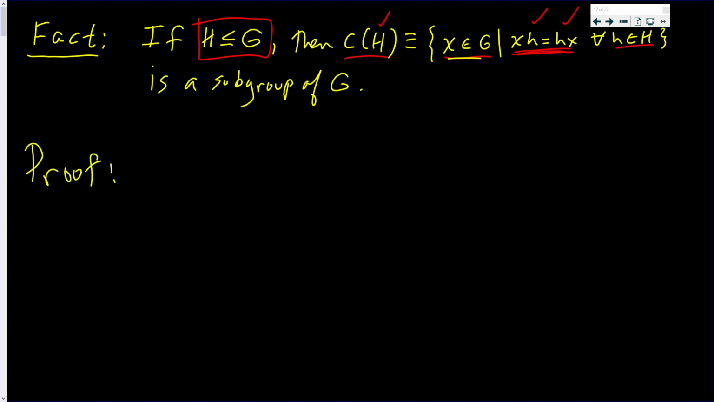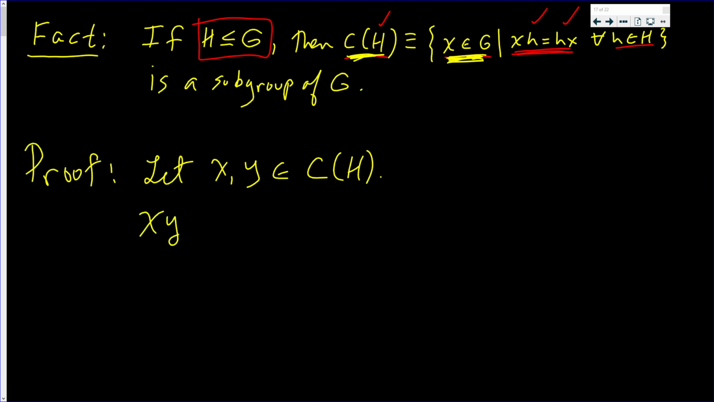To get in, you have to be elements of G. This is a subset of G. It's only some, maybe even all elements of G, but it's not bigger than G. So let X and Y be elements of C of H. Now we want to show closure. We want to look at XY.